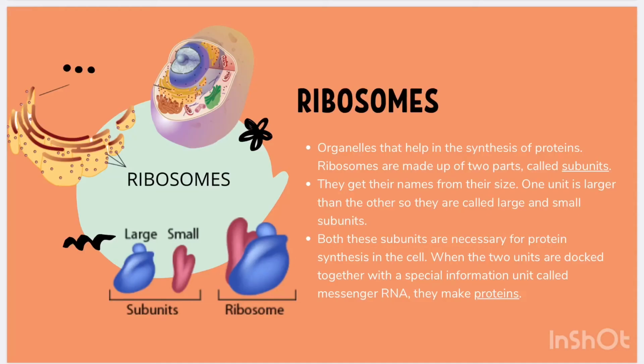Ribosomes are organelles that help in the synthesis of proteins, so their main function is to make proteins. Ribosomes are made up of two parts called subunits. Both these subunits are necessary for protein synthesis in the cell. When the two units are docked together with a special information unit called messenger RNA, they make proteins. Some ribosomes are found in the cytoplasm, but most are attached to the endoplasmic reticulum.